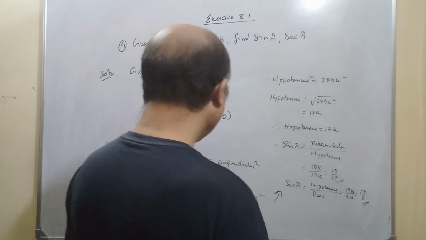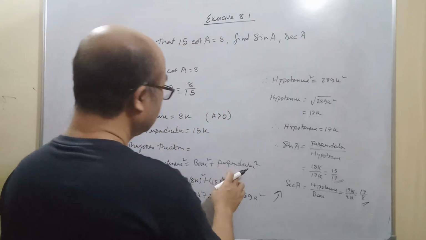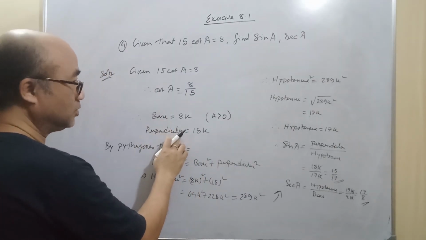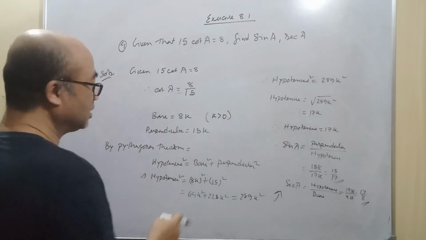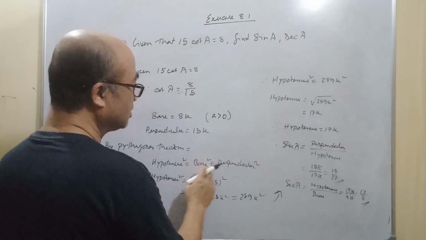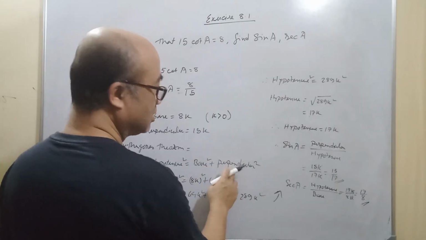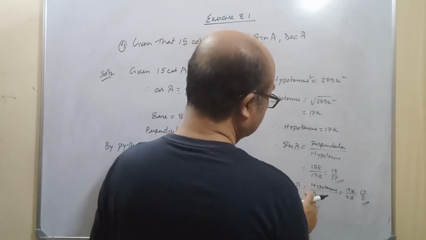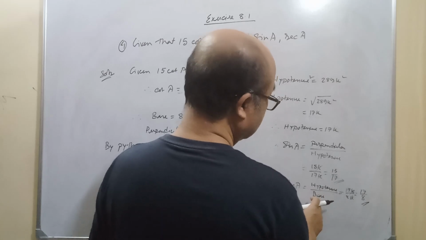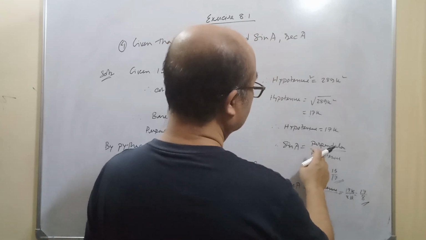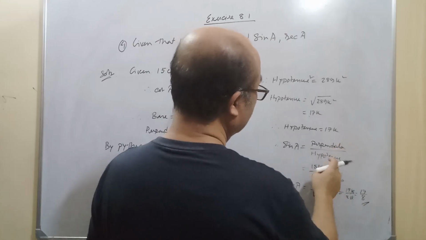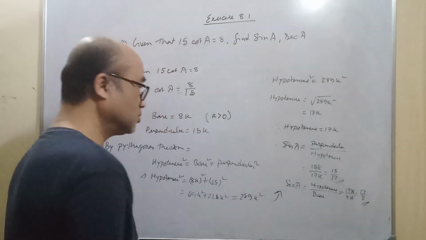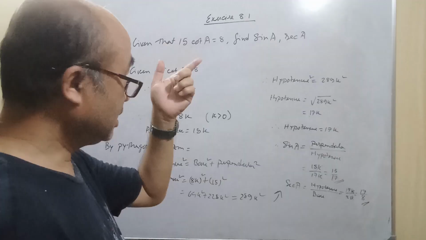By the way, I have written base and perpendicular here. You can replace base with adjacent and perpendicular with opposite. It will be the same. You can write adjacent square plus opposite square, like this. And here also, instead of base you can write adjacent, and instead of perpendicular you can write opposite by hypotenuse, like that. It will be correct. Okay, so that is your answer. That is your sin A and sec A.